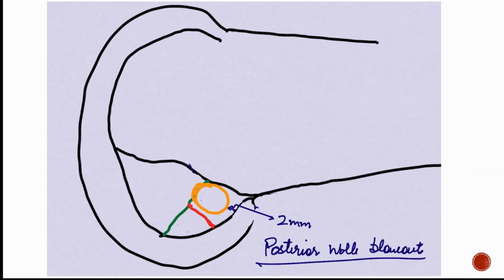Now a bigger tunnel is made. As you can see, only 2 mm of bone is remaining posteriorly. Now what if we had made the center of tunnel here? Then the tunnel would have been like this, and there would have been posterior wall blowout. That's the reason we place the center of tunnel just behind the resident ridge or over the resident ridge to prevent the posterior wall blowout.